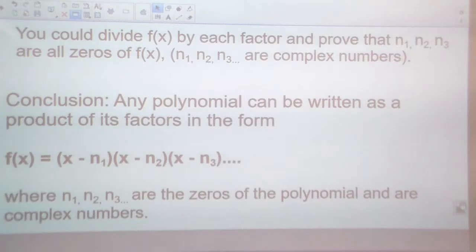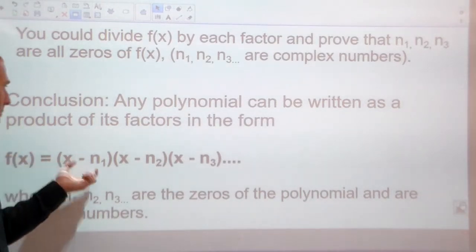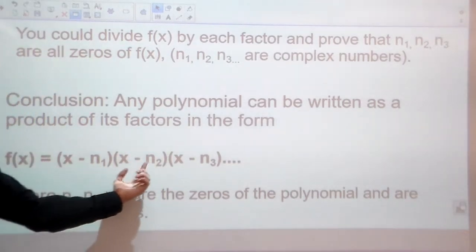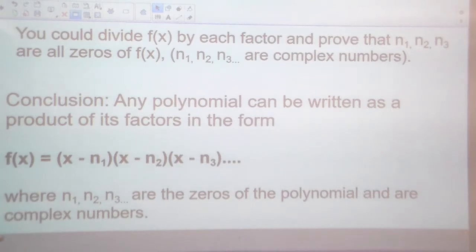And I'll go ahead and reveal the rest. Like what I showed you before, the function is x minus one factor times x minus another, and so on, where these numbers are the zeros of the polynomial, and they're complex numbers.